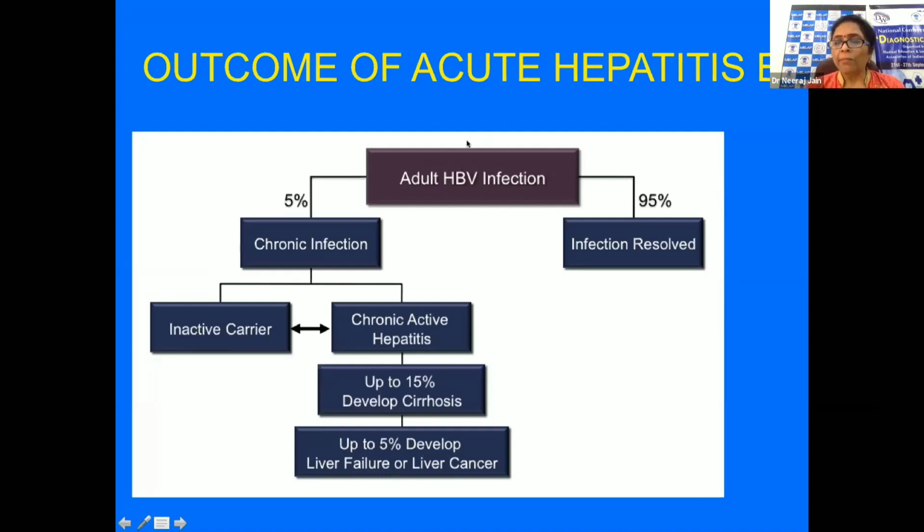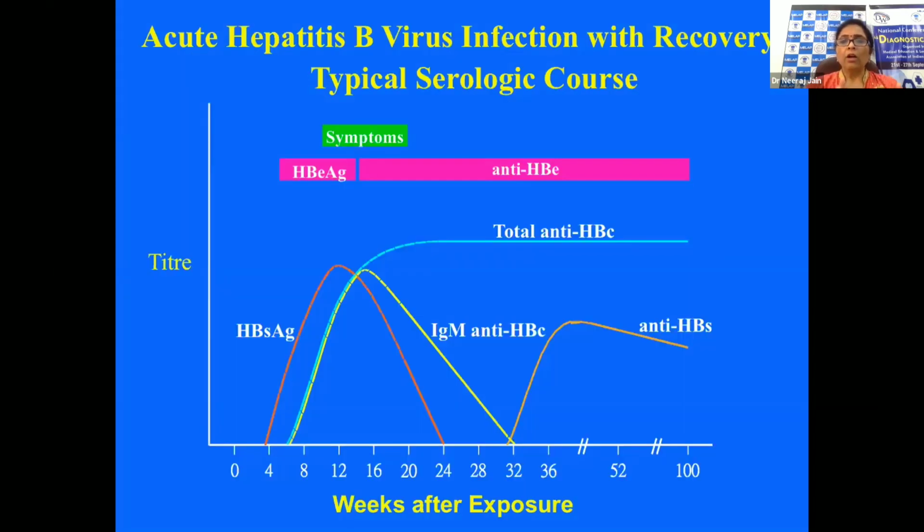Just look at that. If 100 people are infected, very few are going to have liver failure and liver cancer. 90 to 95% are going to resolve. So the age at which the virus was acquired is very important when we see a patient who comes with a hepatitis B positive state. Now let's take a typical case of acute viral hepatitis due to hepatitis B virus.